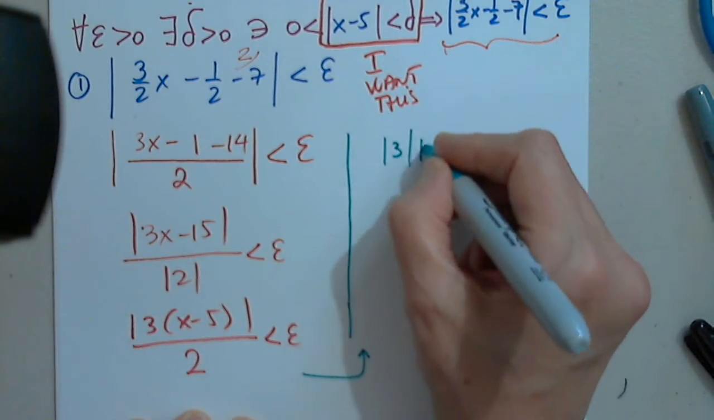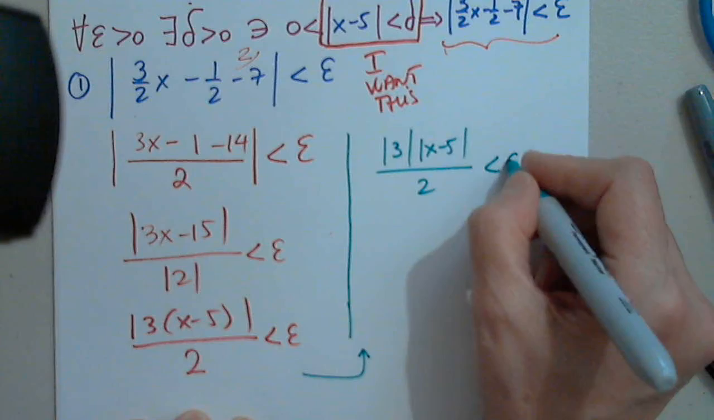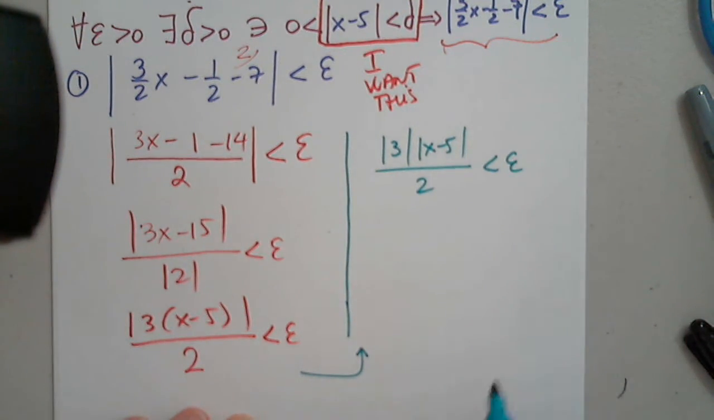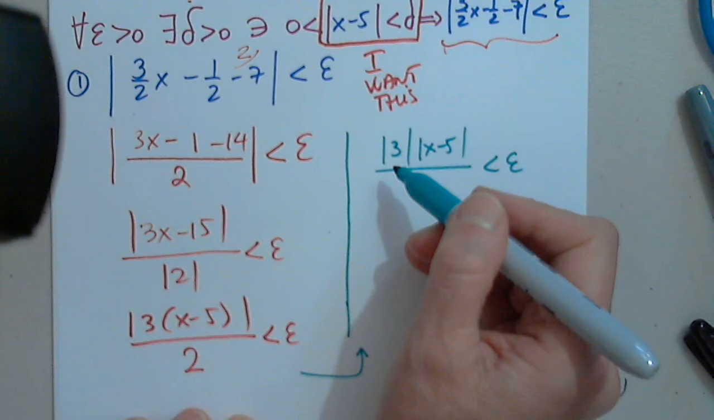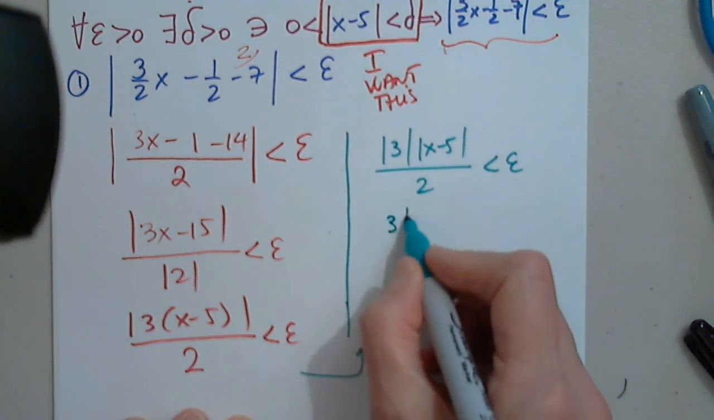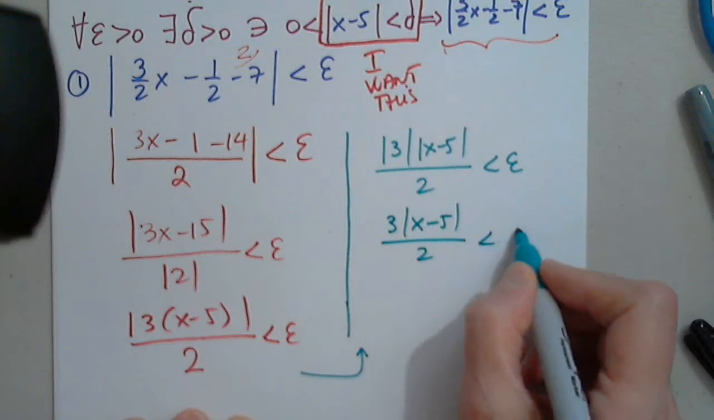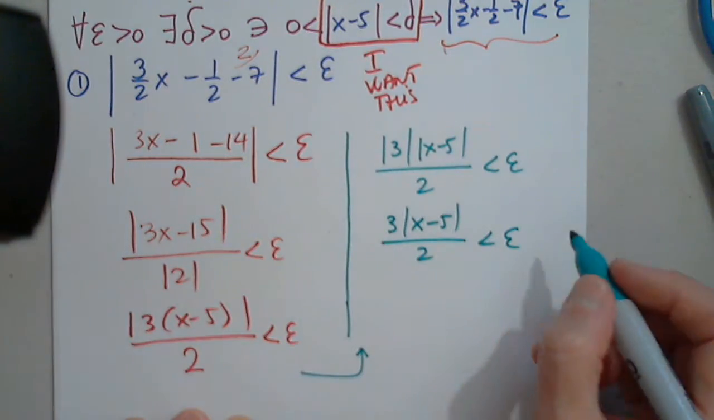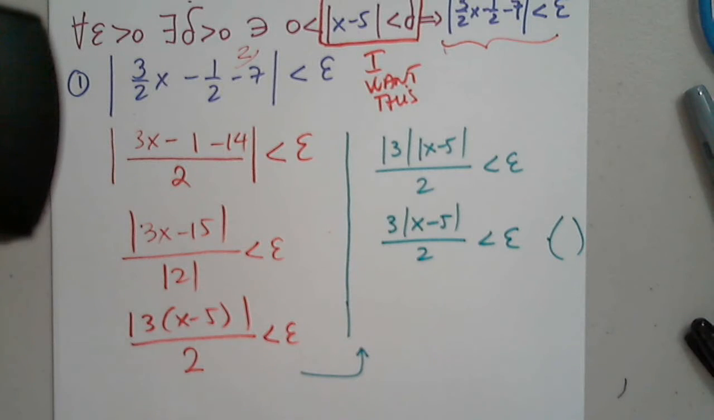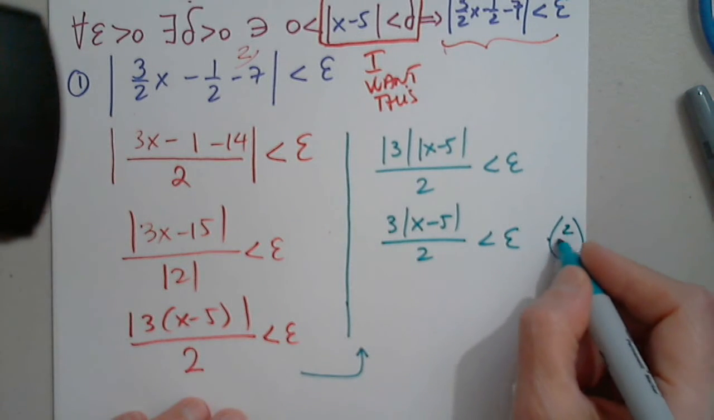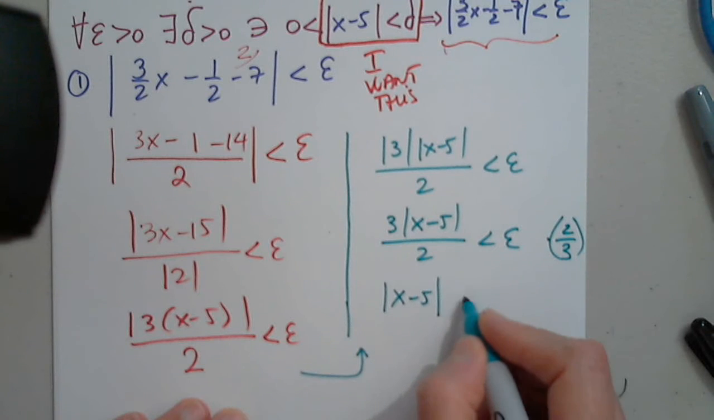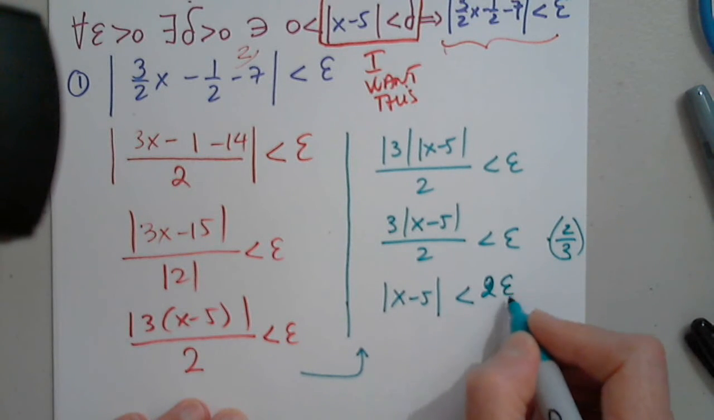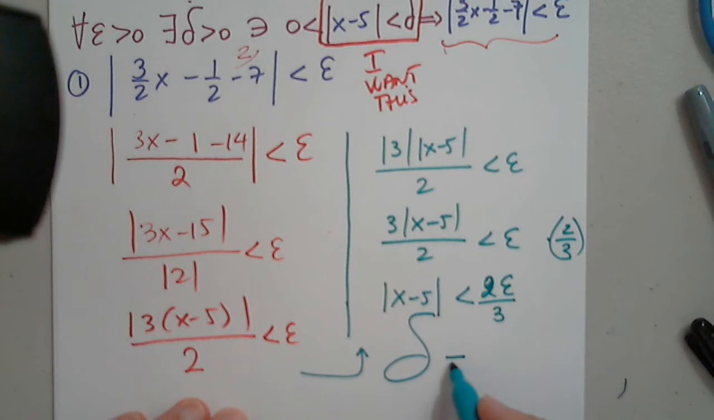So the absolute value of 3, the absolute value of x minus 5 divided by 2 less than epsilon. Perfect. Now I change the absolute value of 3 into 3. I can do that now. Remember what I'm after. What should I do to both sides? Multiply by 2/3. Excellent, well done. The absolute value of x minus 5 less than 2 epsilon over 3. How much is delta? 2 epsilon over 3. That's it, done.